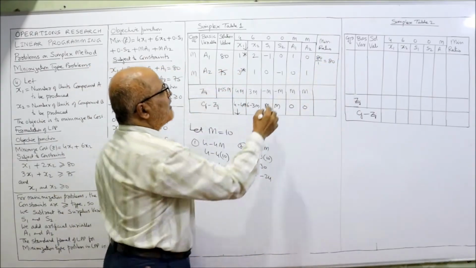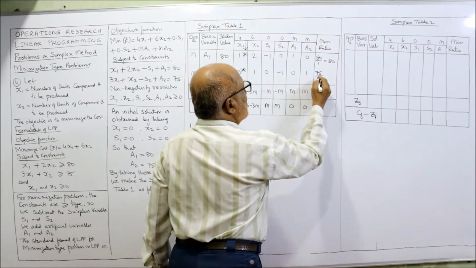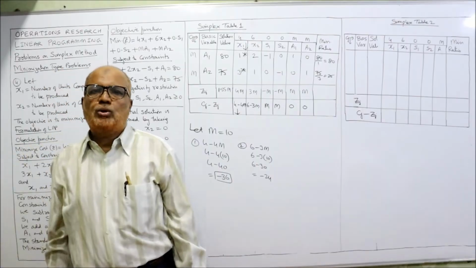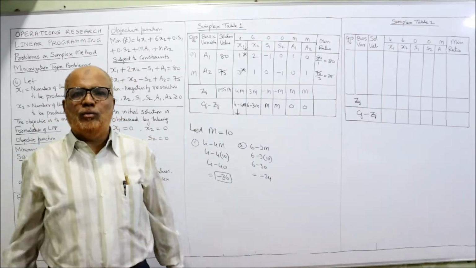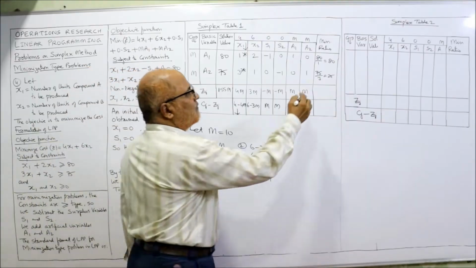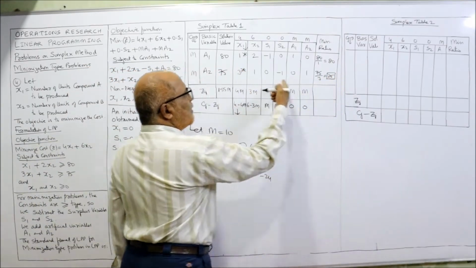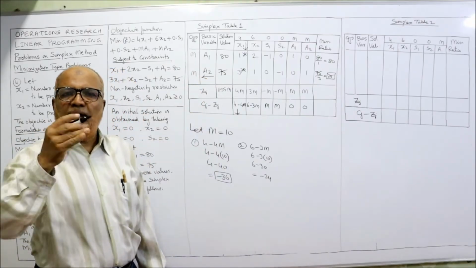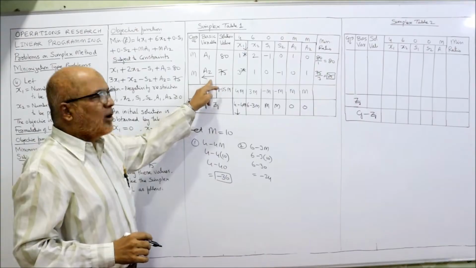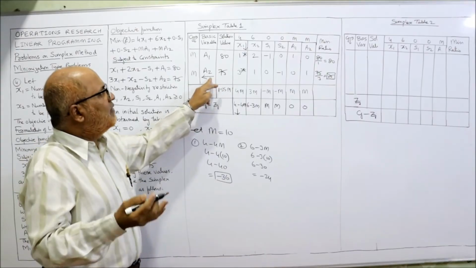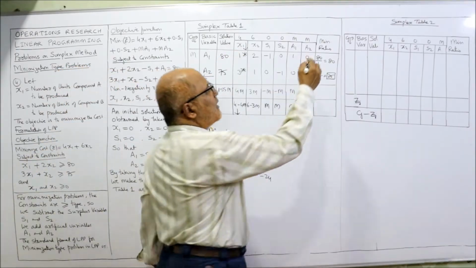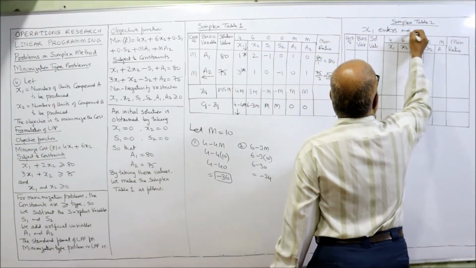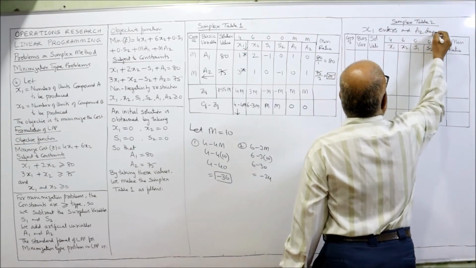Here 75 divided by 3. 75 divided by 3 is equal to 25. So we have calculated minimum ratio. So select the minimum value in these ratios. Minimum is 25. So for which variable 25 it is there? A2. So in the next iteration, A2 will depart. A2 will go away. In place of A2, which variable will enter? X1. So here I am writing X1 enters and A2 departs.